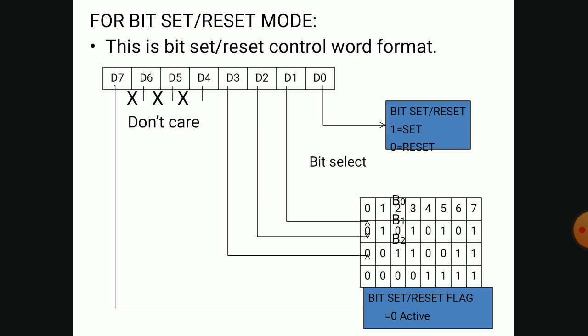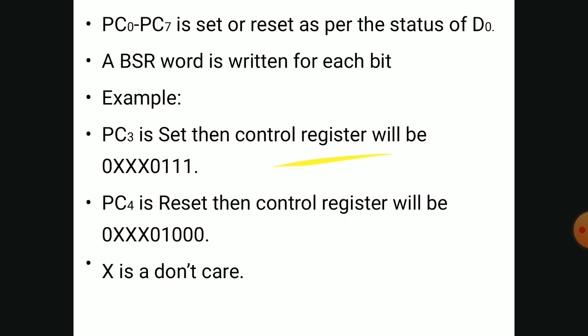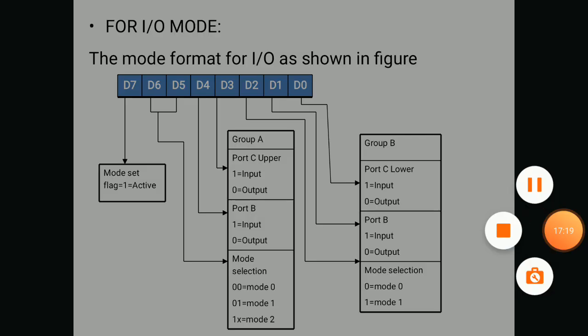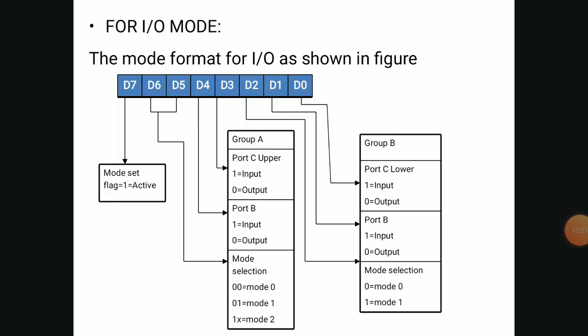We also have another mode of operation, which is called the IO mode of operation. In this IO mode of operation, the control word format will be like this. How is the control word format? Let us see. As I already indicated, the D7 bit is used to indicate the mode of operation, whether the PPI is operating in the bit set or reset mode, or the IO mode of operation.